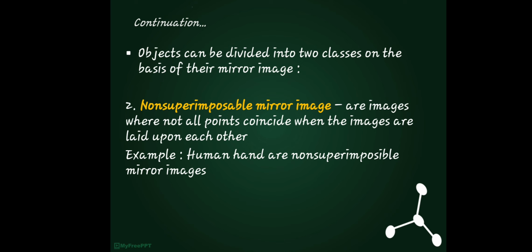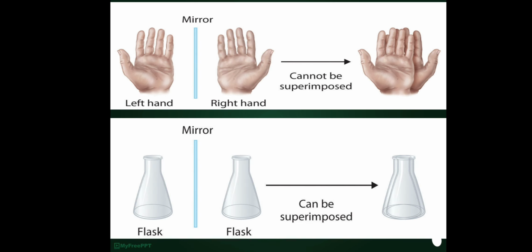So we can discuss it further with this illustration. As you can see, as I've said, the left hand and right hand are non-superimposable images. Why? When you put your two hands together, they are not the same, right? Because they are opposite to each other.